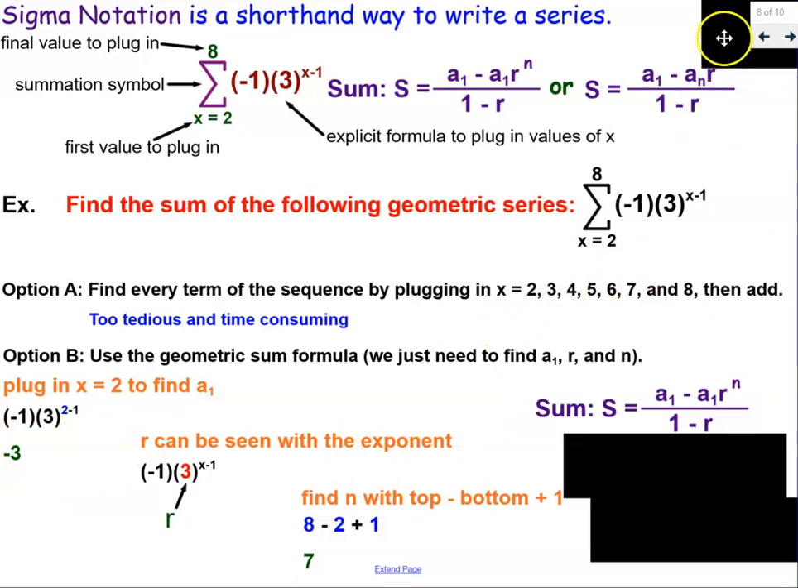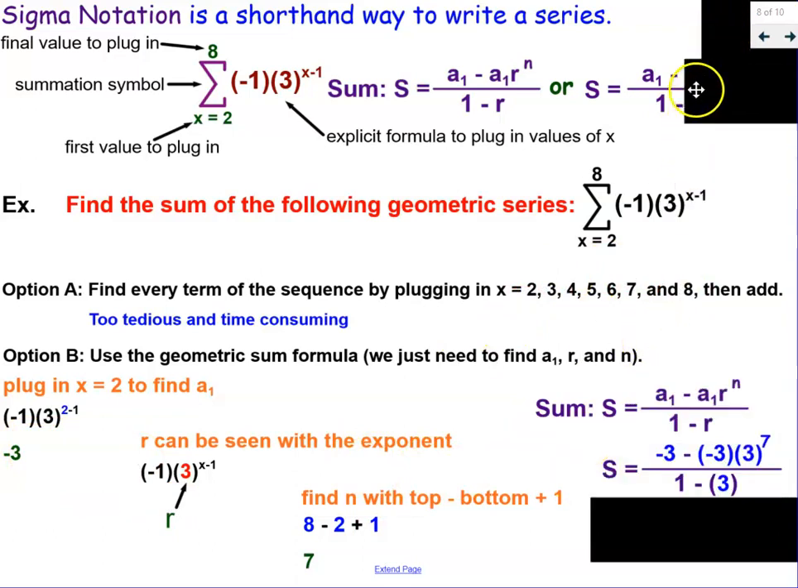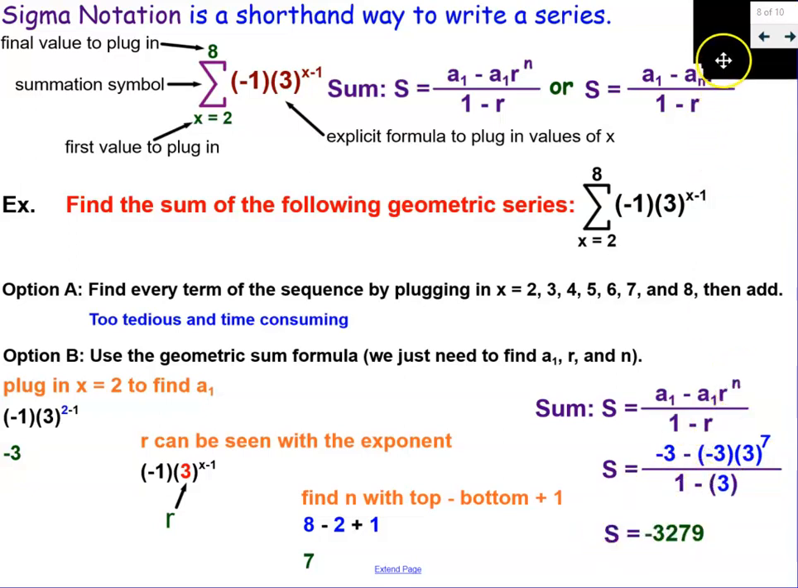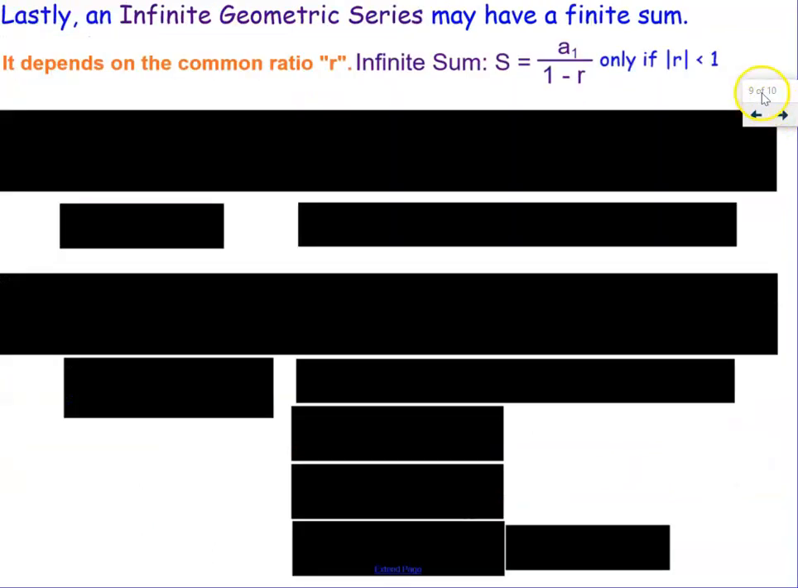I have the 3 numbers. I use this formula. The first term is -3, minus the first term again, -3. I put in parentheses. R is also 3. Exponent is 7 because it's 7 terms. Over 1 minus R, which is 3. To my calculator, I get -3279. All right, 2 more slides.